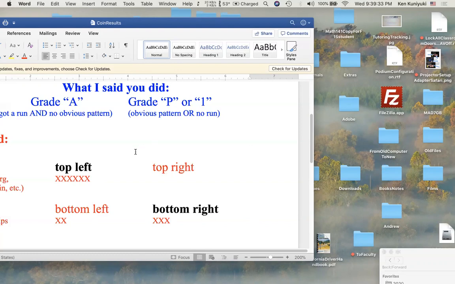3, 4 more top lefts. I'm doing pretty well. 1, 2, 3, 4. A top right. So I made a mistake there. Yeah, computer. Yeah, top right. And you didn't get a run. I made a mistake there.